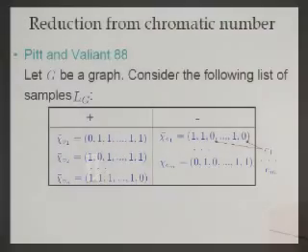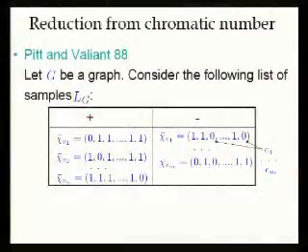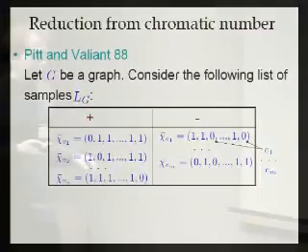Okay, and finally, our last hardness result. In order to show the hardness for DNF learning, we use the reduction from the chromatic number. This is the minimal number of colors to color a graph without conflicts. And once again, we compose the following list of samples. And the goal is to find a DNF consistent with all samples in the list.